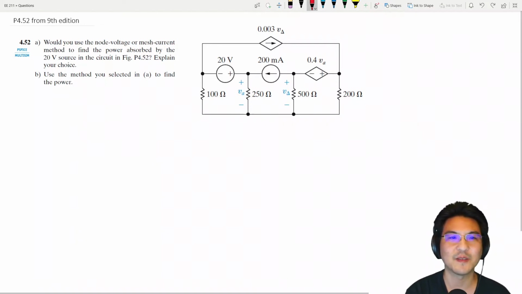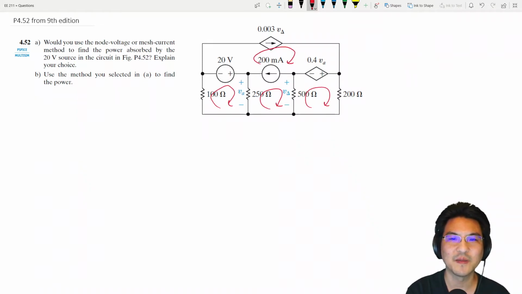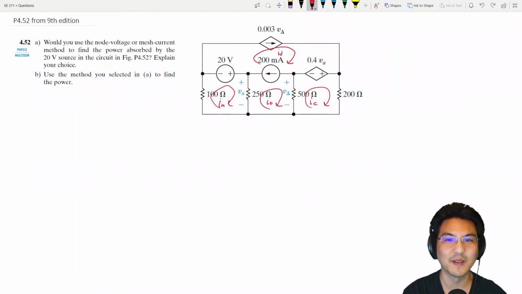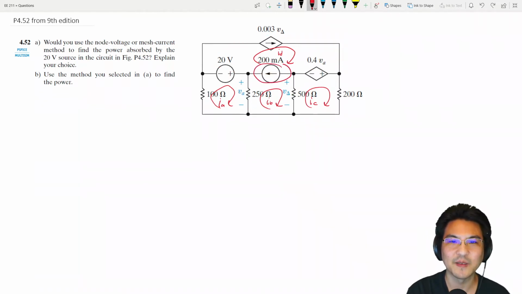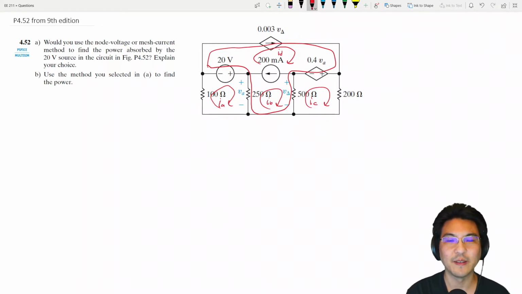So say we started to look at the mesh current method. We have 1, 2, 3, 4 meshes over here. I'll just label them with some mesh currents. Okay, and notice that this mesh up here and this mesh up here have this current source in between them. So this is a super mesh right here. Okay, so then you could write 3 equations, right?